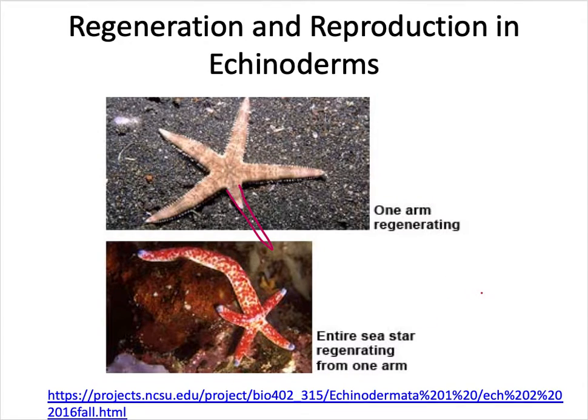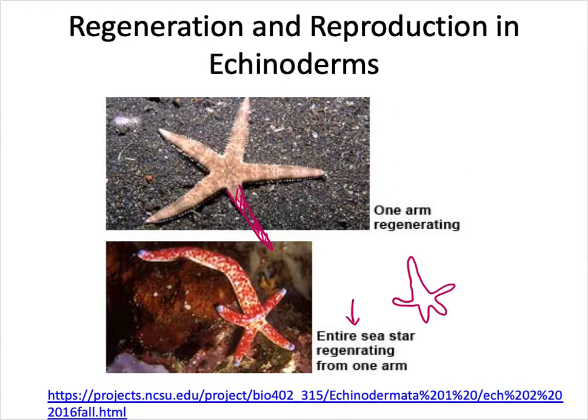Here's a picture that shows that regeneration, right? So if a sea star loses an arm, that arm can regenerate. That in itself is not asexual reproduction, the regeneration of a missed body part. What is considered asexual reproduction is, let's say an arm splits off, here's the arm, and then a whole entire sea star develops from that arm. So an entire sea star can regenerate from an arm that has been fragmented off of another animal.